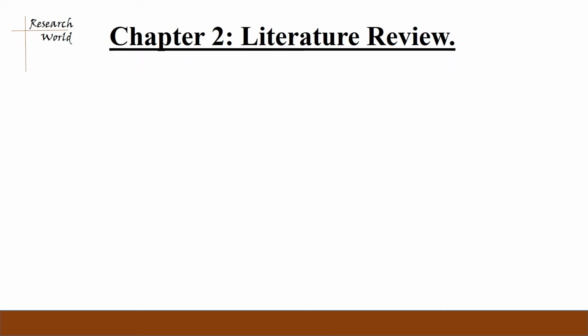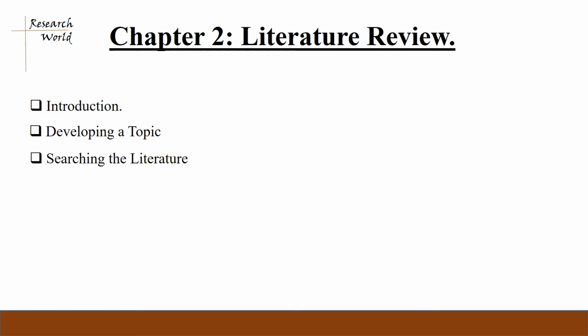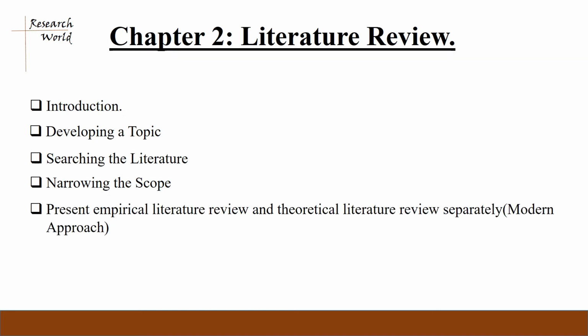The literature review chapter comprises the following: Introduction, developing a topic, searching the literature, narrowing the scope, present empirical literature review and theoretical literature review separately, modern approach. Give a literature review matrix, modern approach.